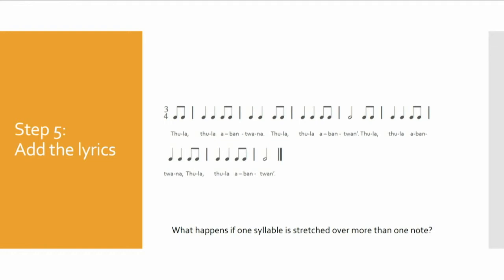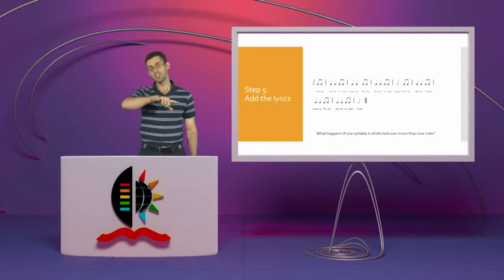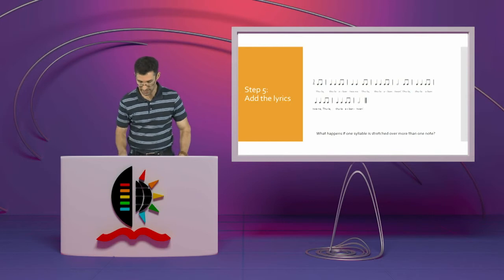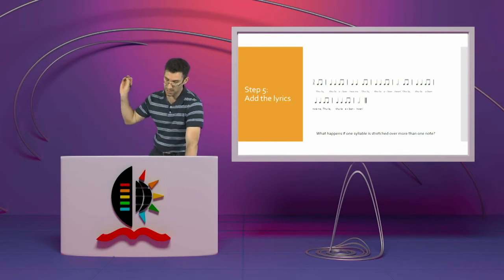Now, you may have in your own example where there are several notes over one syllable. How do you do that? I'm going to write it for you here so that you could see it.